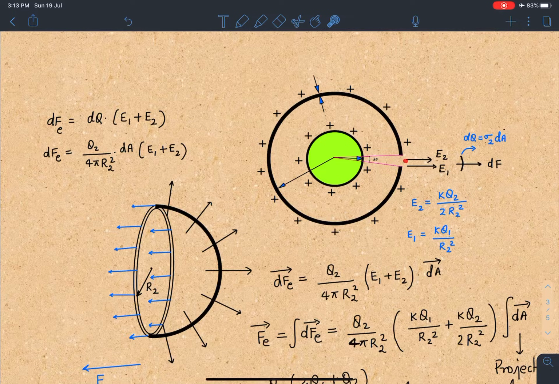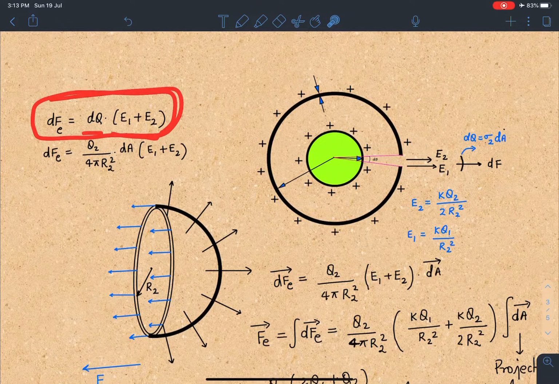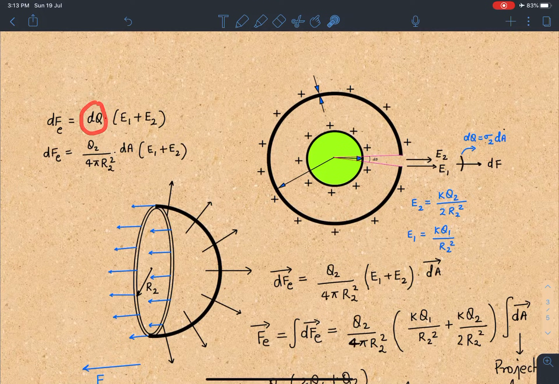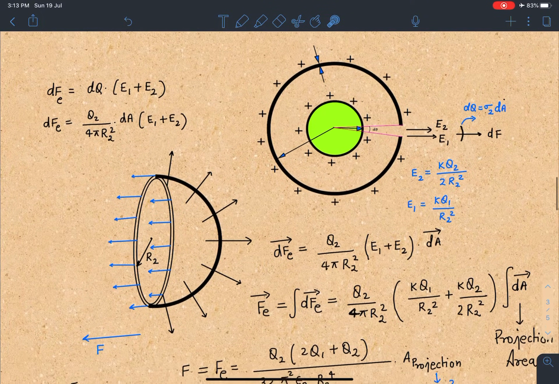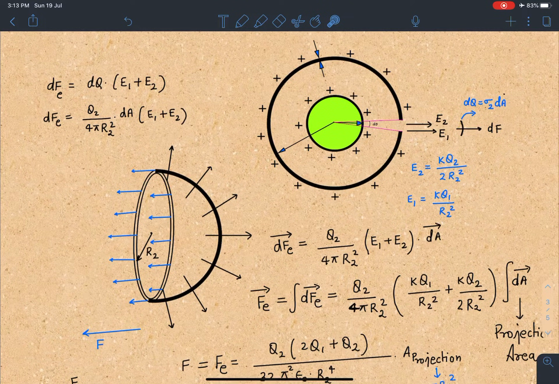At this point you can see the field created by the outer shell is kq2 by 2r2 square. I'm calling it E2, and the field created by the inner shell at this point is kq1 by r2 square. These are pretty standard results. So the force acting on this element is going to be dq times E1 plus E2. If I substitute the value of dq, which is q2 by 4 pi r2 square times dA, times E1 plus E2. Now here we are going to use a trick, or you can say in order to make it much easier, I am going to write this force in vector form.